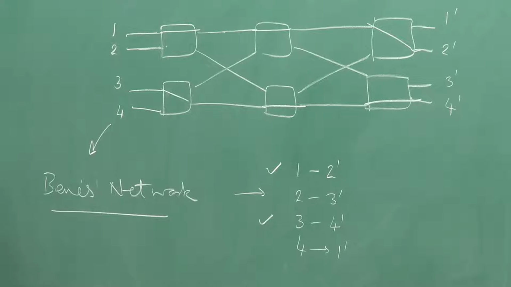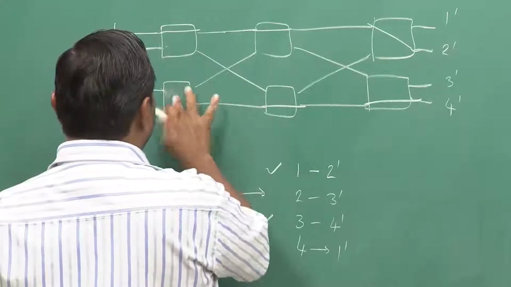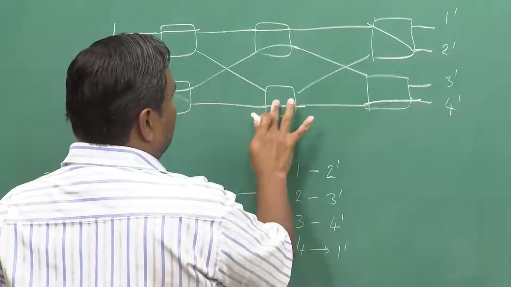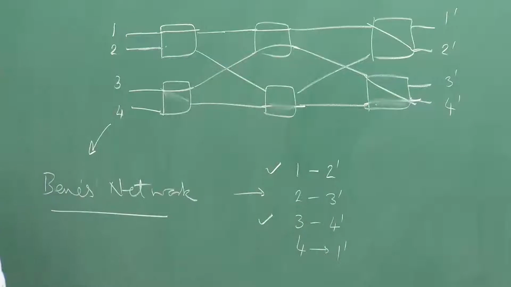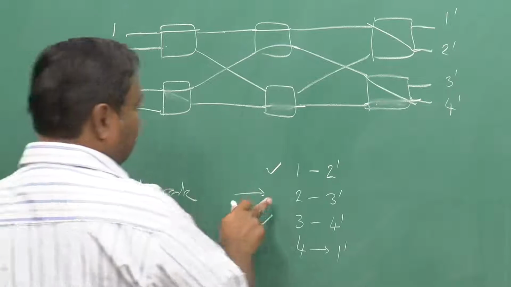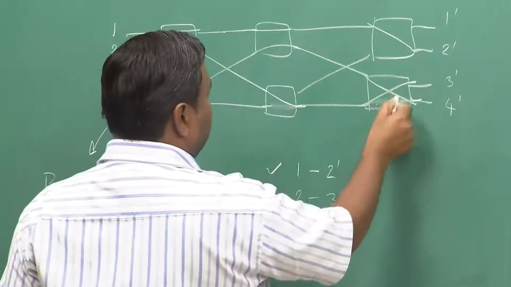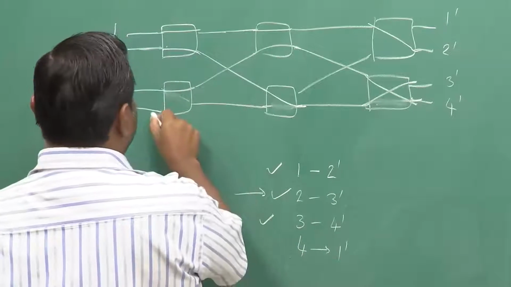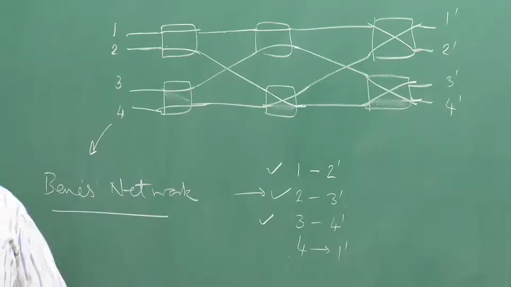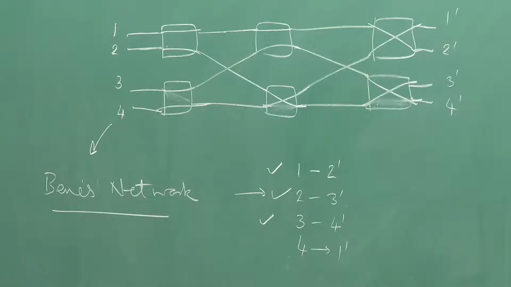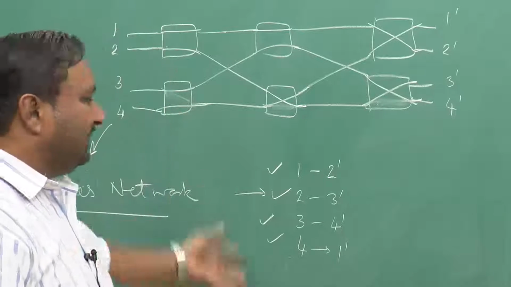So, what to do in this case? This is a blocking system. But if I had been intelligent enough to switch it in a different way, I would have still set up 3 to 4 prime, and then I could have done 2 to 3 also, and 4 to 1. So, all 4 connections are through now, okay. But then how do I not make this kind of mistake which I made?